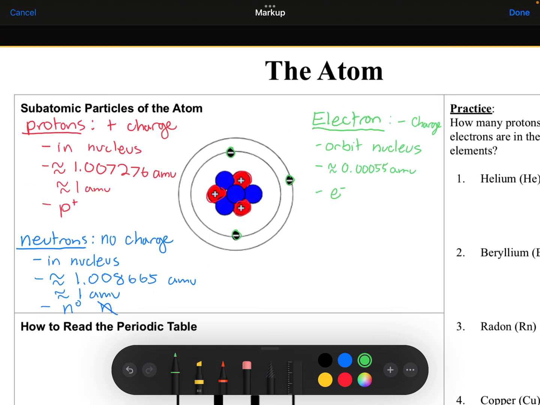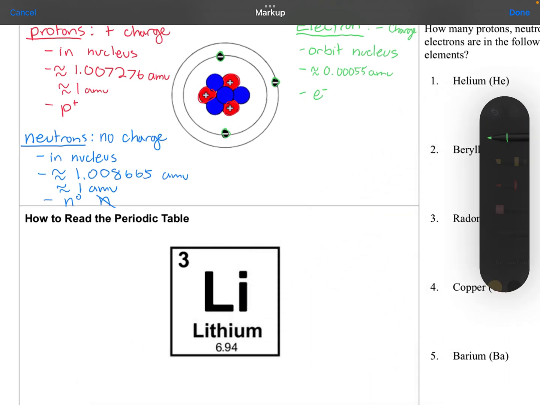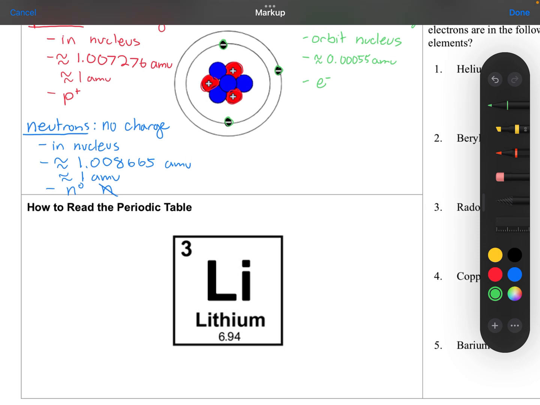Now, to talk a little bit about the periodic table, the element pictured in that photo that we've been labeling so far is lithium. All right? Lithium is on the periodic table, but that periodic table square represents a real atom. So you have to understand how to read the periodic table. So let's give you a little bit of information.